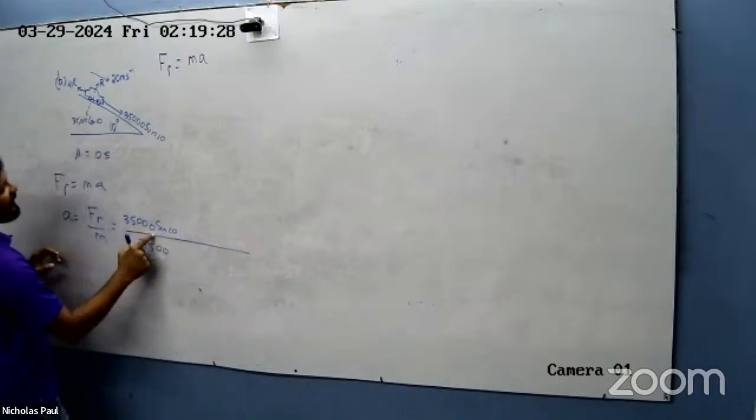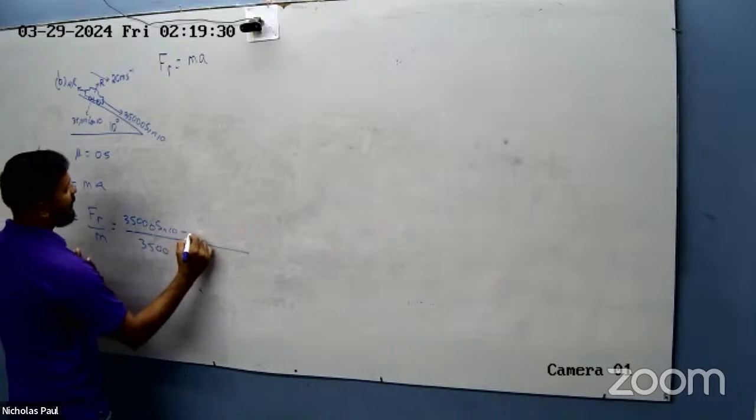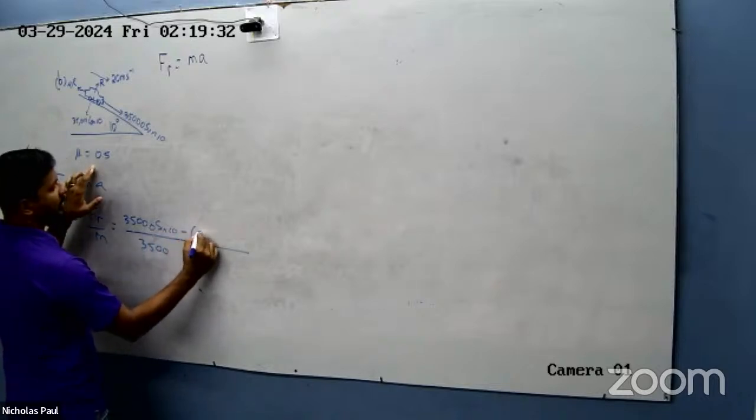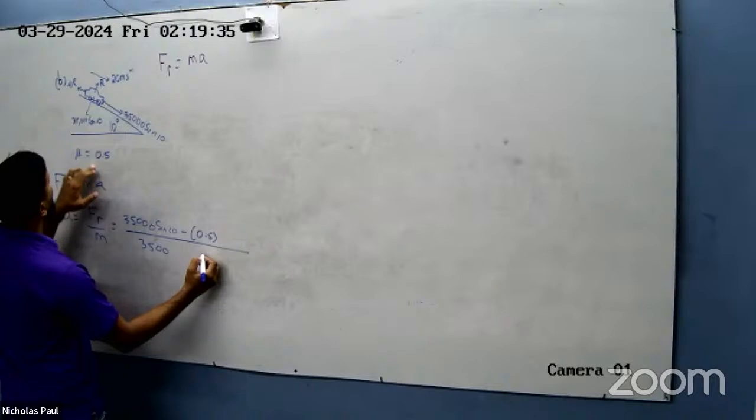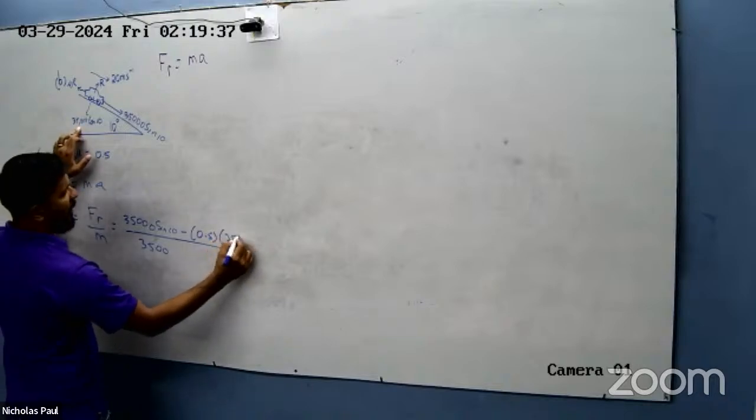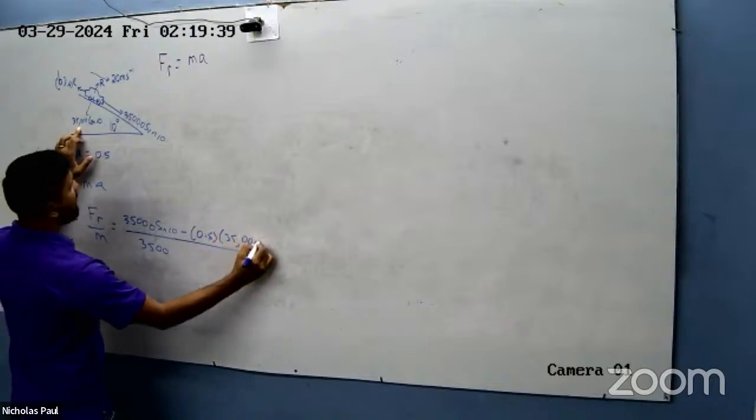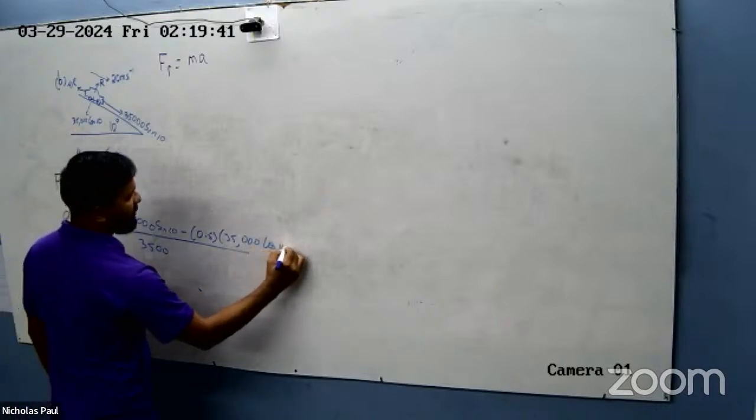So you'll end up with 35,000 sine 10 minus mu. Mu was 0.5 by R. R is 35,000 cos 10.